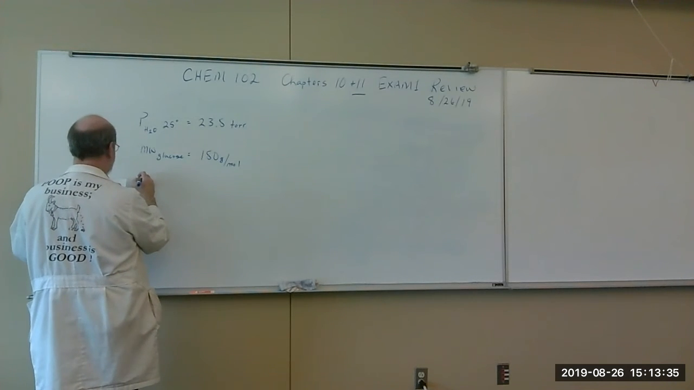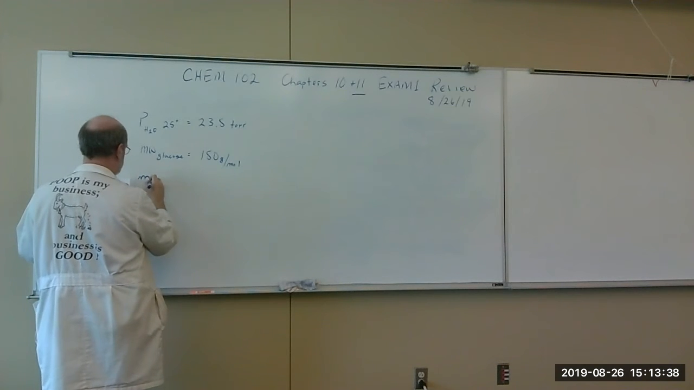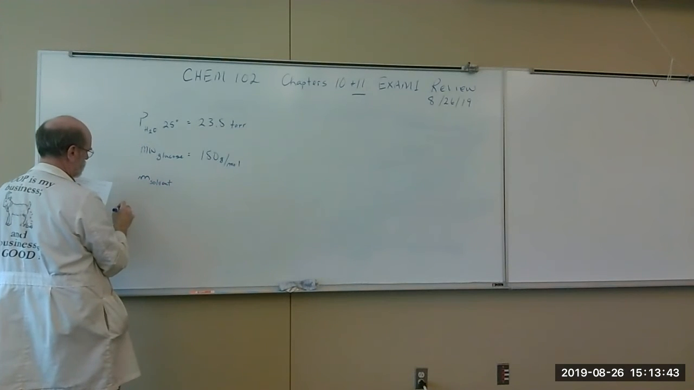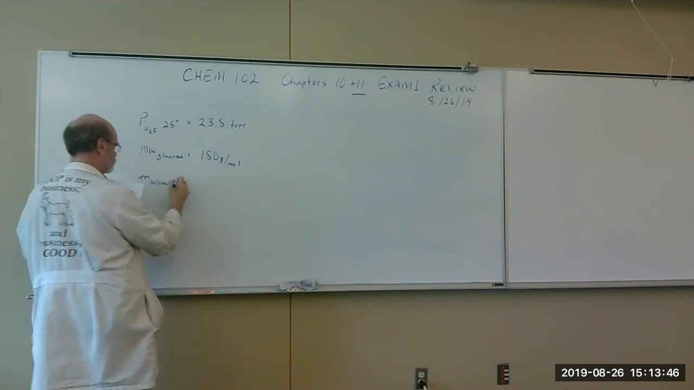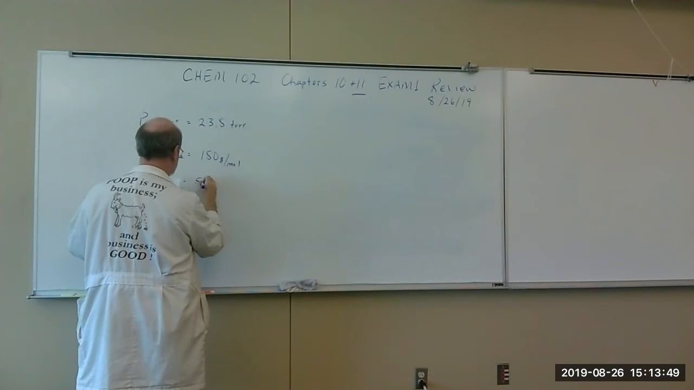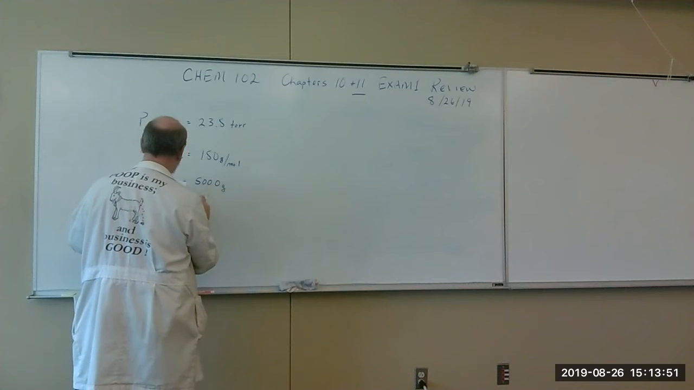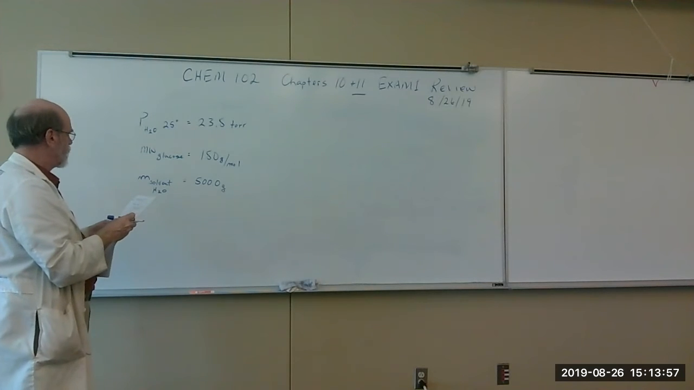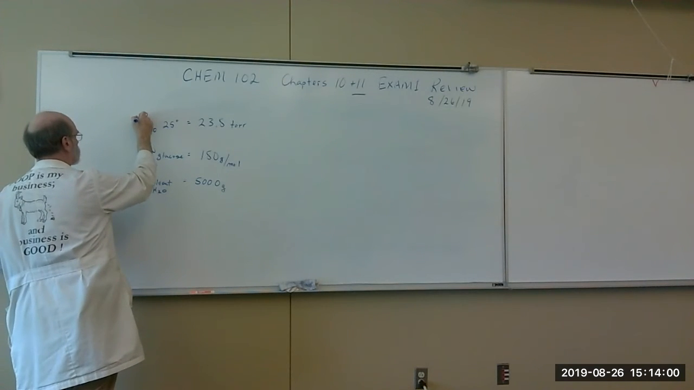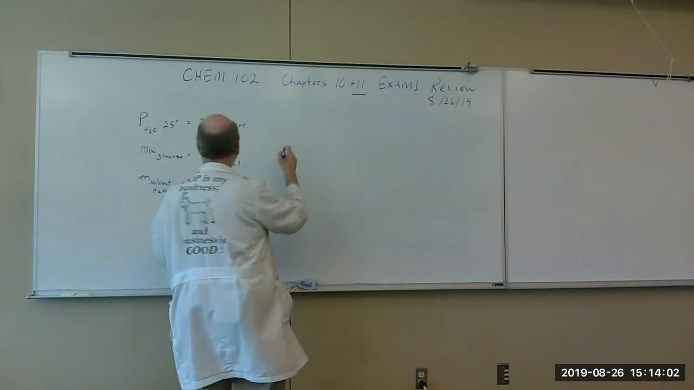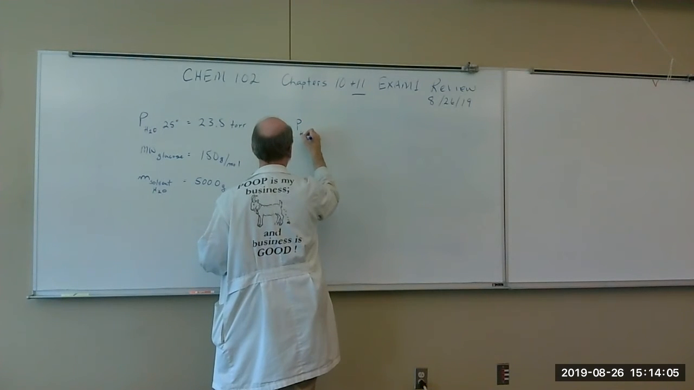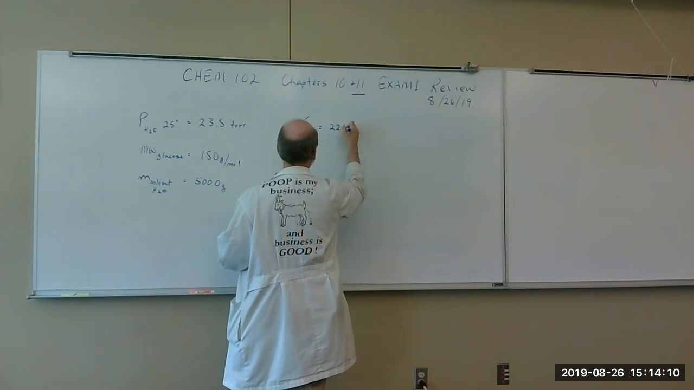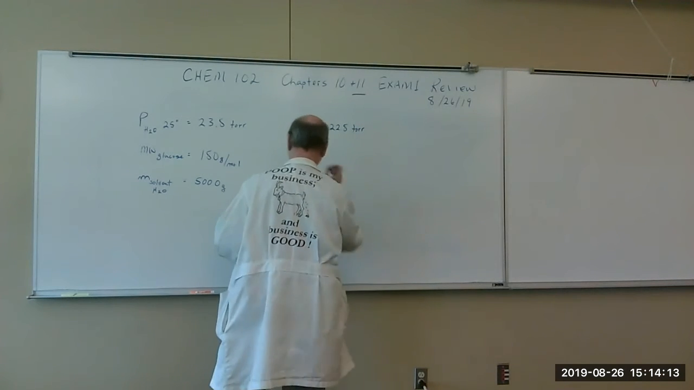The mass of the solvent, that's mass, not molality, sorry, is 500 grams. And the solvent is water. Okay. This is the beginning vapor pressure. We want the final vapor pressure to be equal to 22.8 torr. Okay?